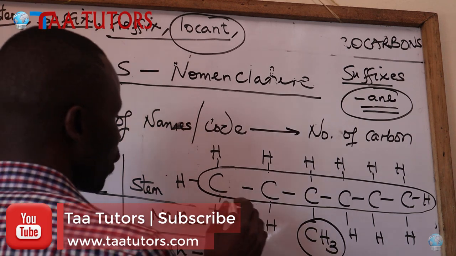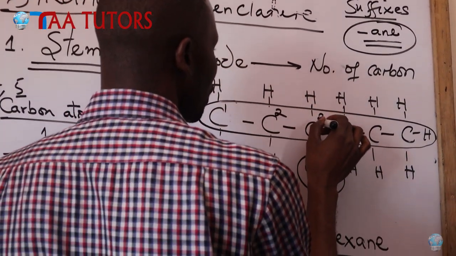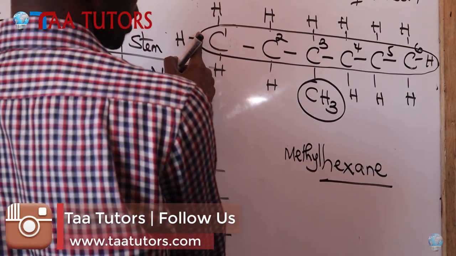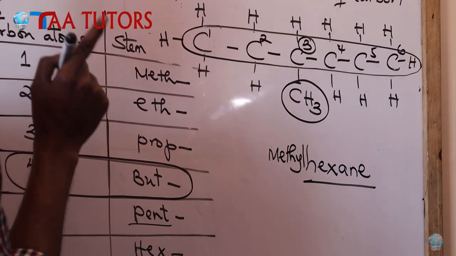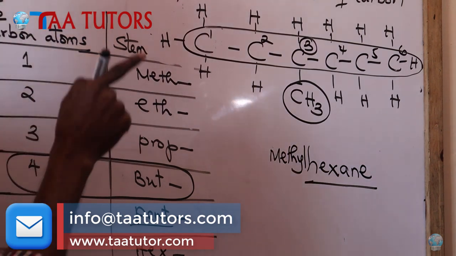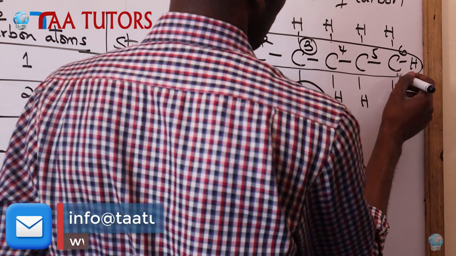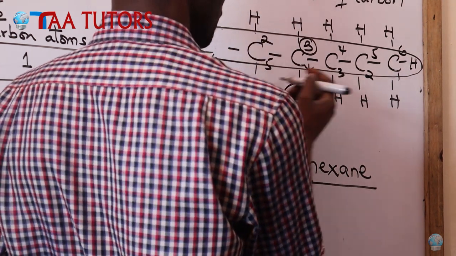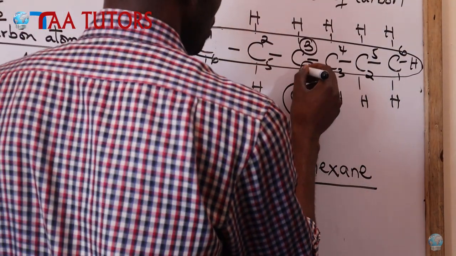So if I start from this side, 1, 2, 3, 4, 5, 6, the locant is 3. The position to which this carbon that is branching this side chain is attached is carbon number 3. That is our locant. What about if I start from the other end? 1, 2, 3, 4, 5, 6. If I start from my right hand side going to the left, my locant becomes 4.